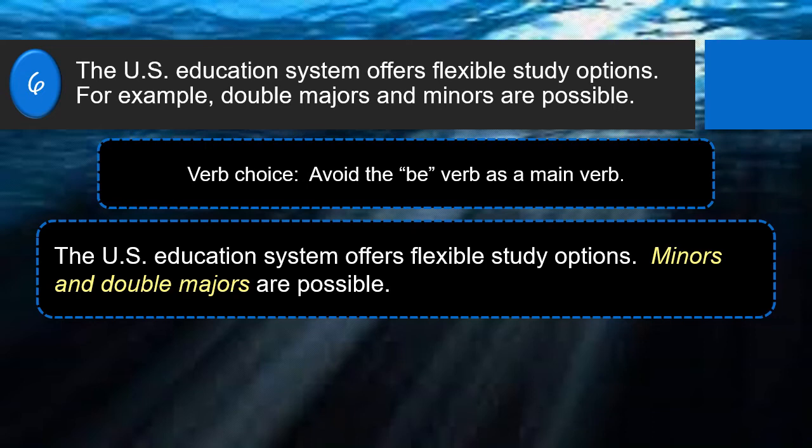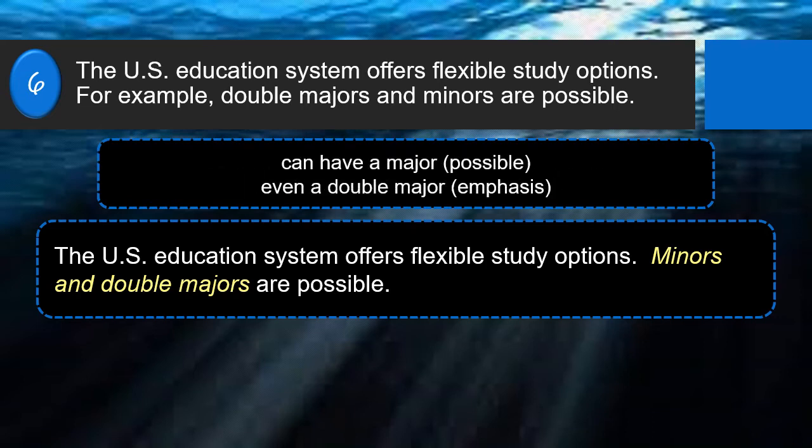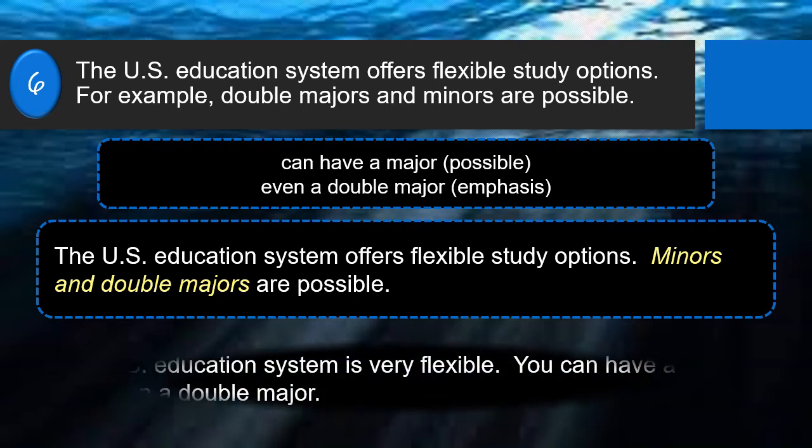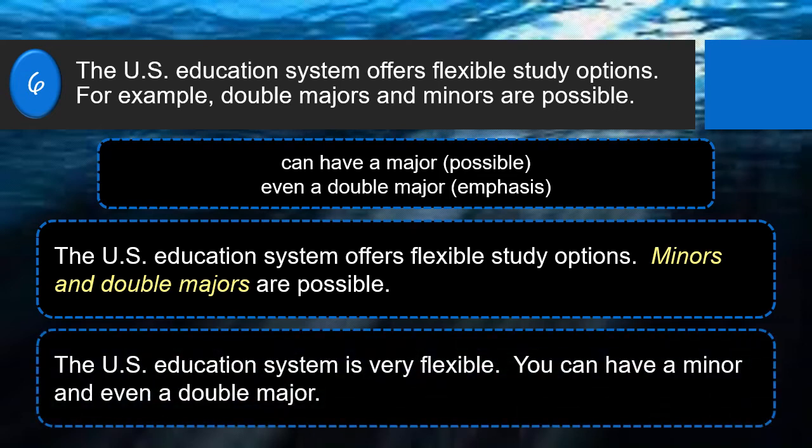Now, verb choice. Avoid the be verb as a main verb. It's overused by students. So let's get rid of are possible. Can have. Have a major. Can shows possibility. Also, even a double major. By adding even shows emphasis. The U.S. education system is very flexible. You can have a minor and even a double major.